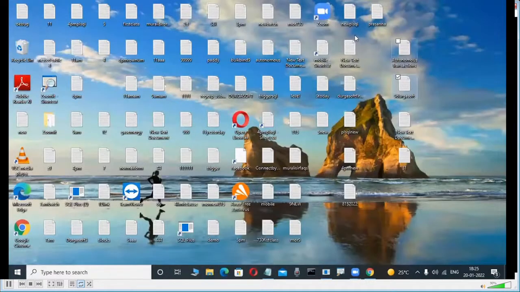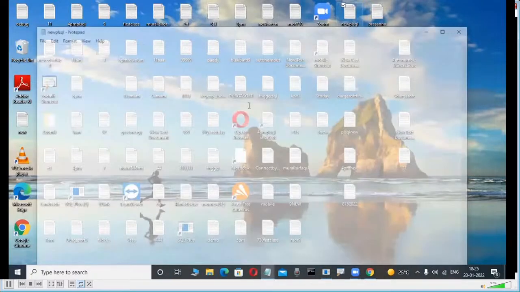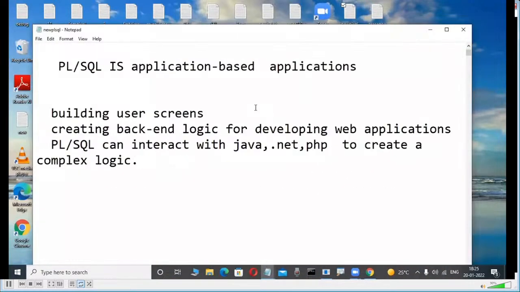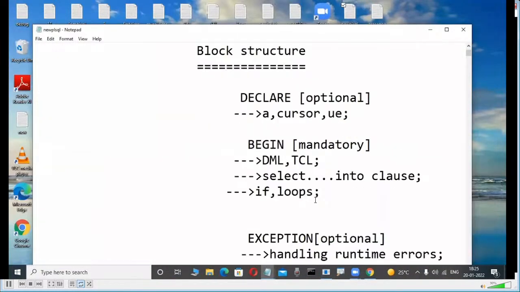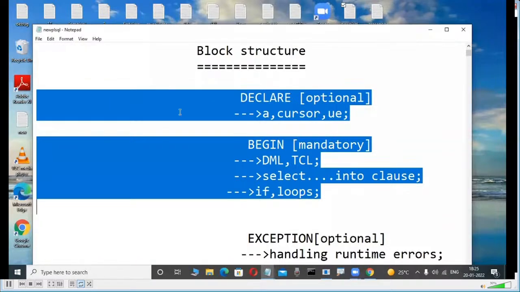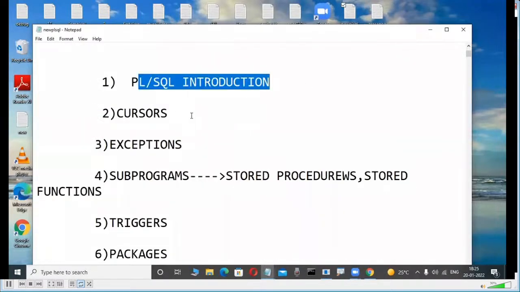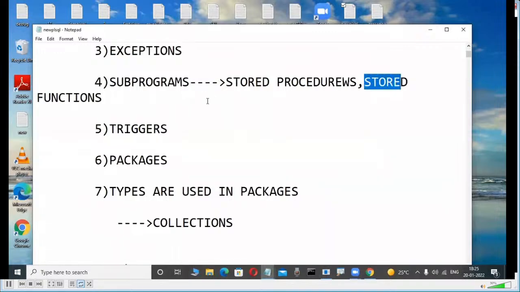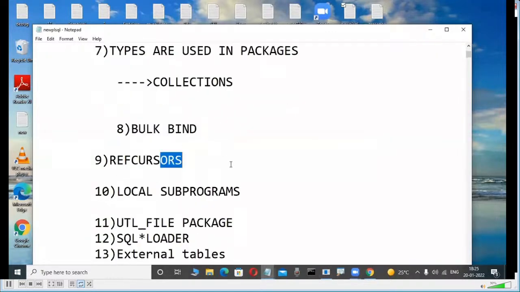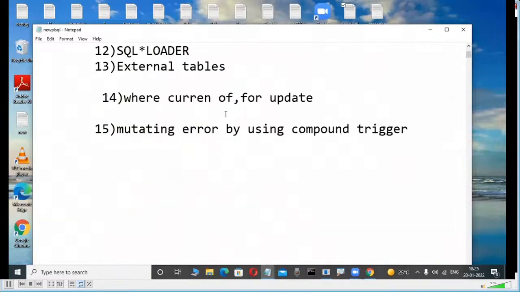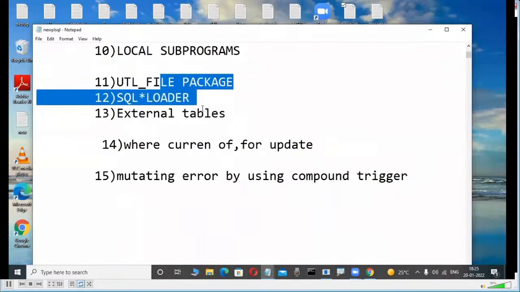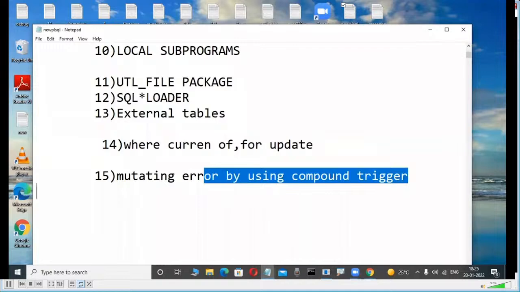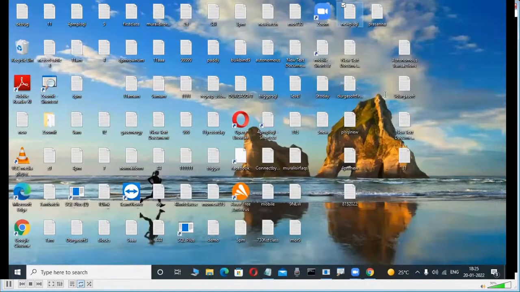Again, PLSQL means a little bit of coding is there. Don't be afraid. This is PLSQL. Here, this type of little coding you are writing only. In PLSQL there are cursors, exceptions, stored procedures, stored functions, triggers, packages, types, collections, bulk bind, ref cursors, local subprograms, UTL file packages, SQL loader, external tables, so many things like this. So much syllabus is there. That's why some concepts are there.